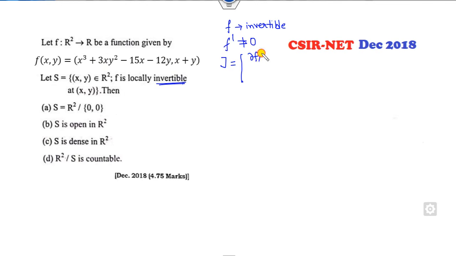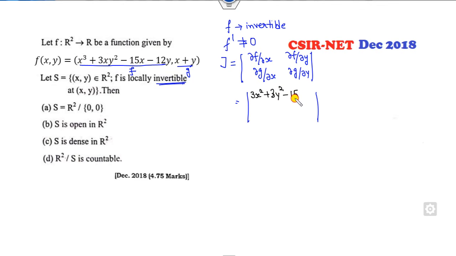Fine. So that means the partial derivative of f with respect to x, and g with respect to x, and g with respect to y. So I consider this is my f, this is my g. So what is the answer of this? What is the derivative of f with respect to x? It's 3x square plus 6 with respect to x. So it is 3y square minus 50. Fine. And if I take this with respect to y, it's 6xy minus 12.